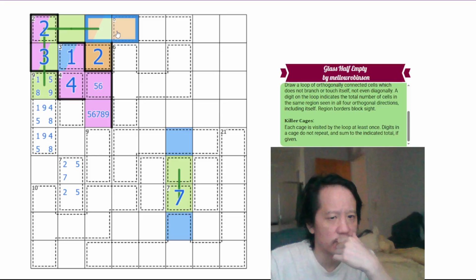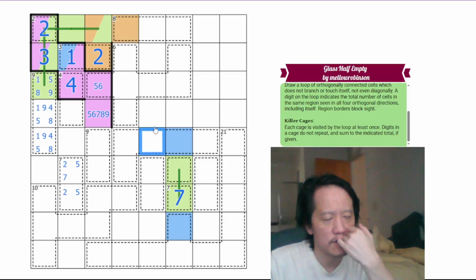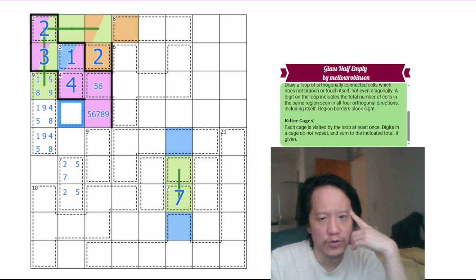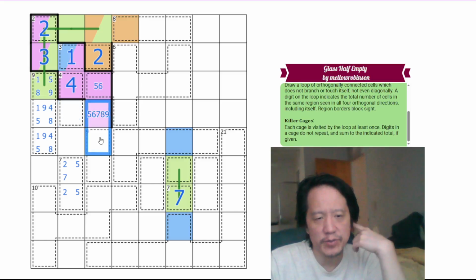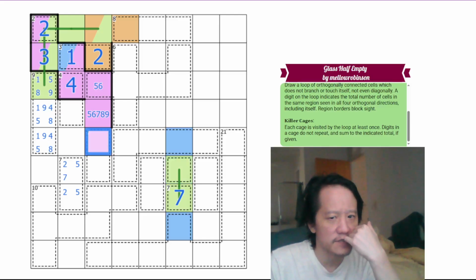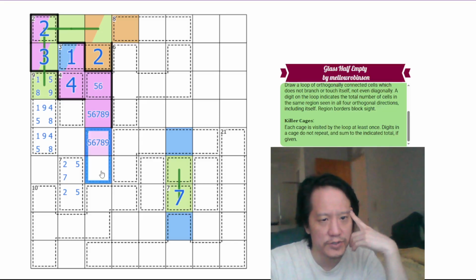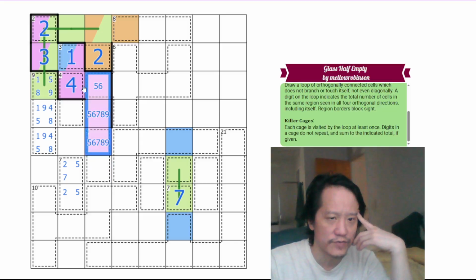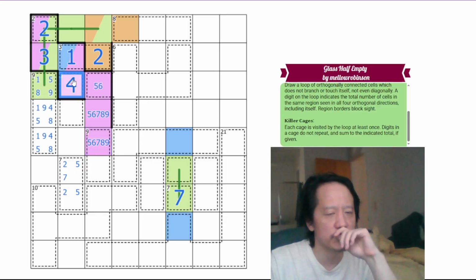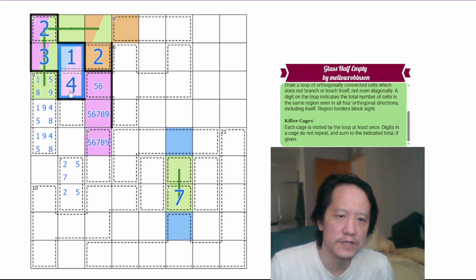Technically, this could be part of orange there. Oh, this is not part of 4. So this of the pink region. So this has to go this way. And this is 5, 6, 7, 8, 9. It cannot go this way because there are no digits from 4 through 1 in the pink region. So this does not see 4 cells in its region because it cannot be.